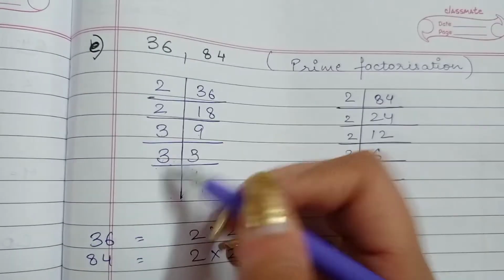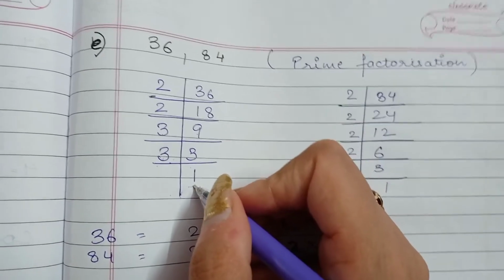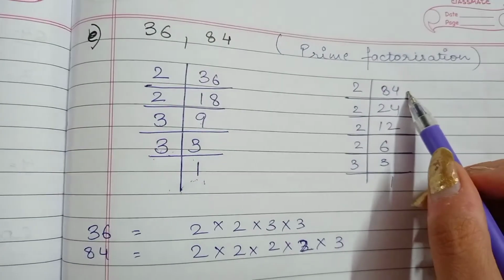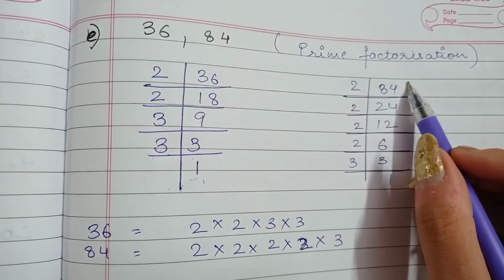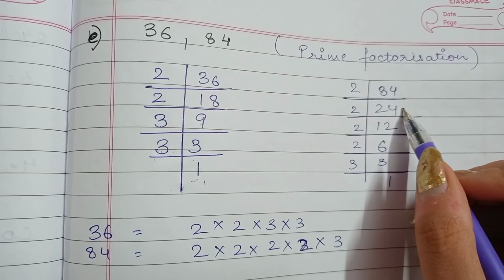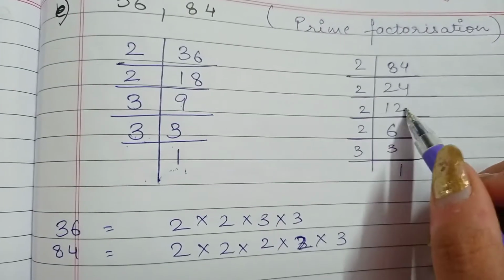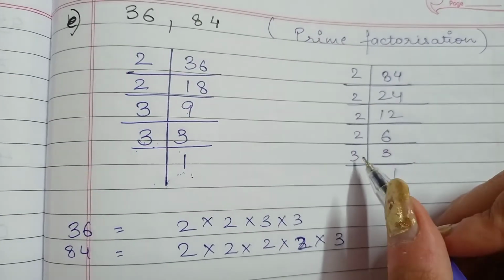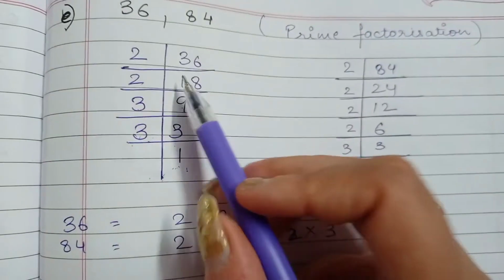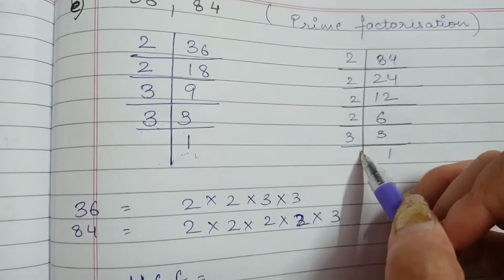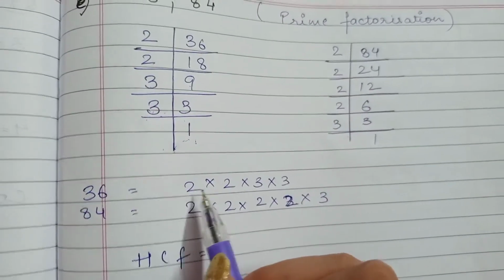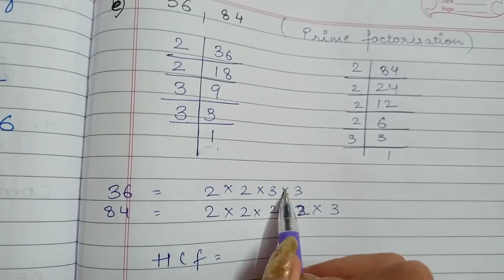We have to solve it till we achieve 1 over here. Similarly, we'll find the prime factorization of 84. 2 24s are 84, 2 12s are 24, 2 6s are 12 and 2 3s are 6 and last is 3 1s are 3. So for both the numbers we have found the prime factors with the help of factor 3. The next step is to arrange them in the horizontal form.